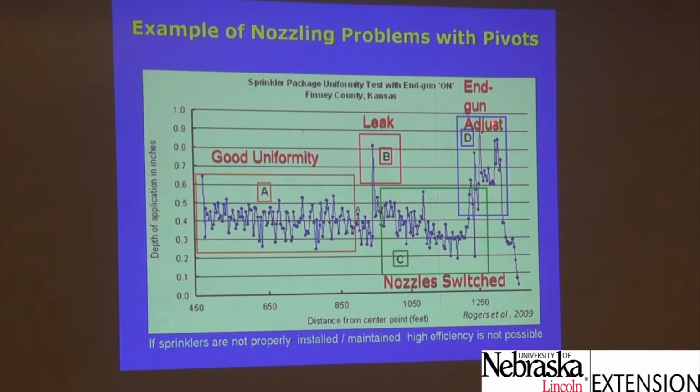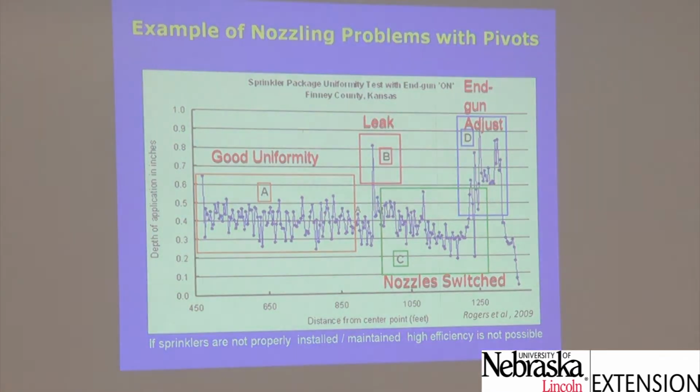Now, the producer on this system took it upon himself to change the operation of the volume gun as well. So it was making more of a circle than it was originally designed to do. As a result, they were getting more water applied out here than what they were supposed to, and less of the water was going further out, outside the pipeline.